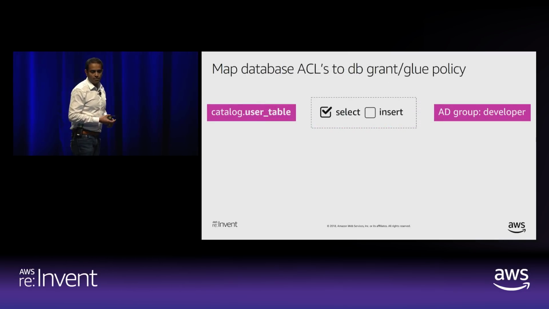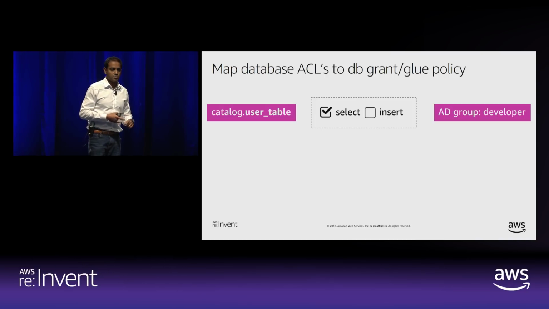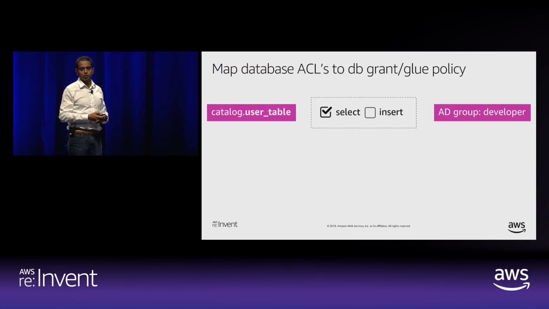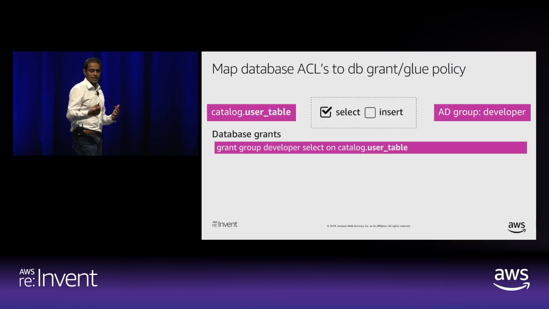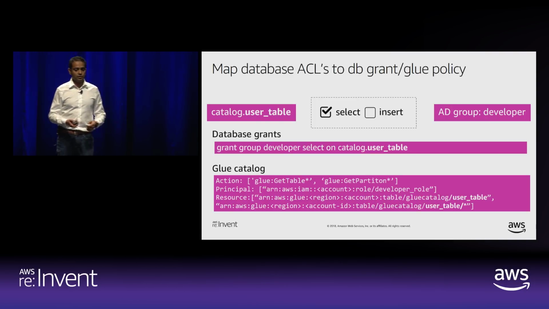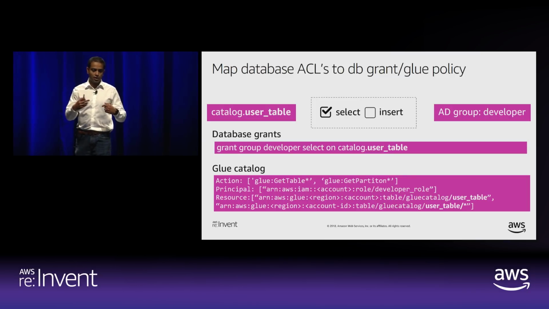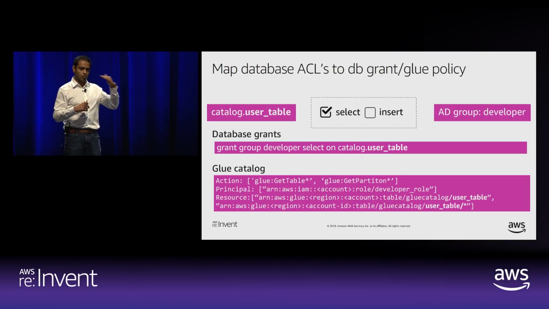Okay, quickly mapping this. From a traditional way of doing ACLs at a database level, you would use what are called database grants. A standard grant would look something like this. On the left, we have a table called user table. We have an AD group called developer. And we use a grant on the group developer, select access to this specific table. Pretty straightforward, right?